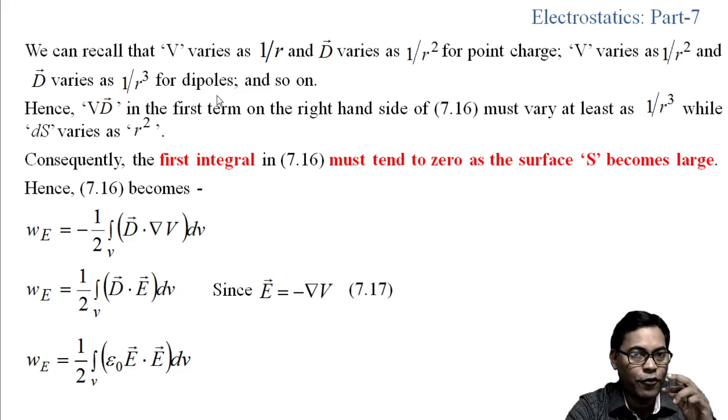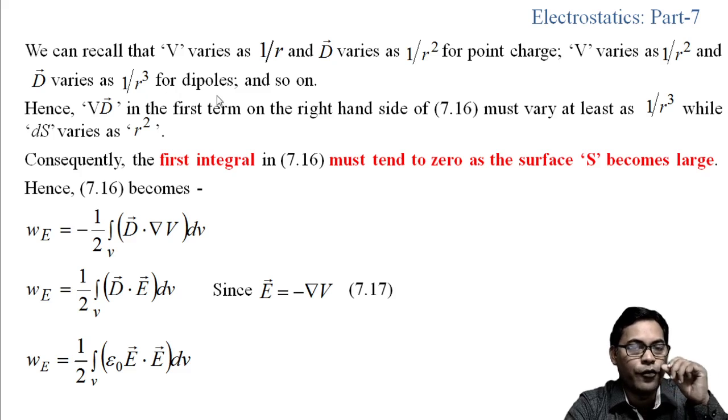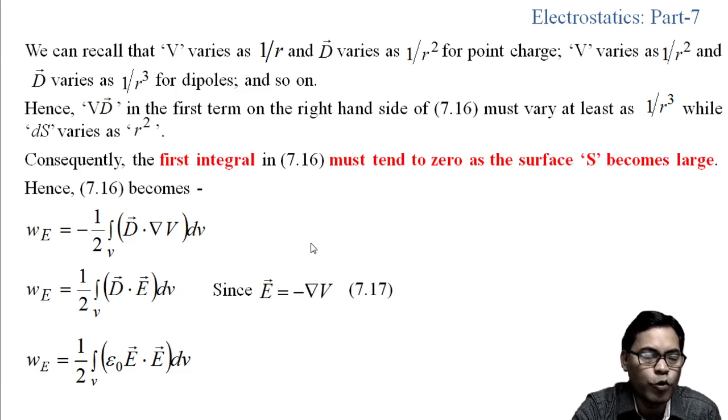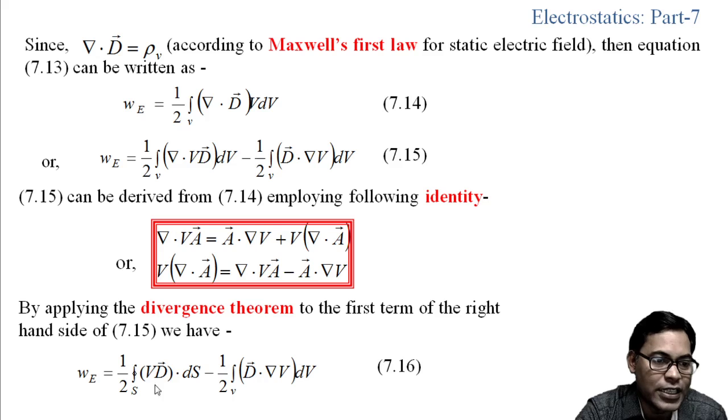So if from monopole we move to dipole, r will increase by 1. So V varies as 1 by r square and D varies as 1 by r cube. Now we are coming to the term VD. So V varies as 1 by r for a point charge and D varies as 1 by r square.